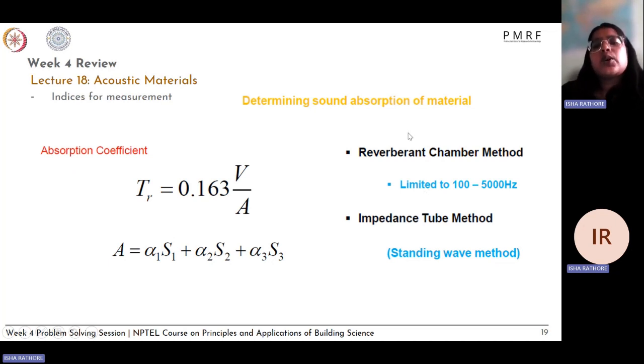And then this can also be measured using two different methods. So you have the reverberant chamber method, which is limited to 100 to 5000 hertz frequencies. And you have the impedance tube method, which is also known as the standing wave method. So more details on this can be found in lecture 18. So if you want more details, you can look up this particular unit. But reverberation time is fairly simple to calculate if you know the volume, the surface area, and absorptance of the different surfaces. And we will look at numericals also to solve these questions, if numerical questions come.